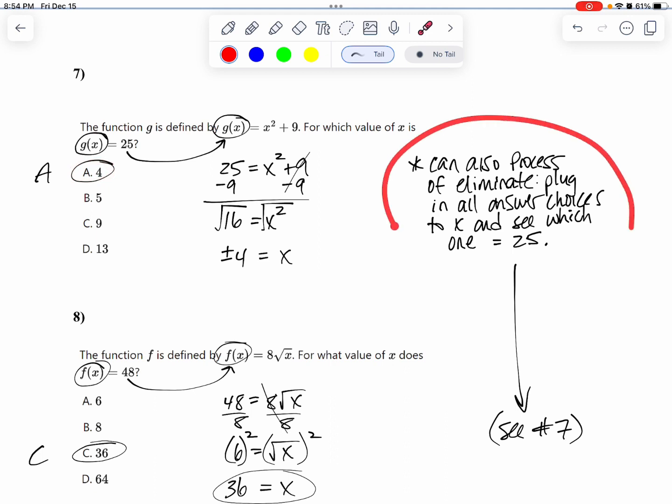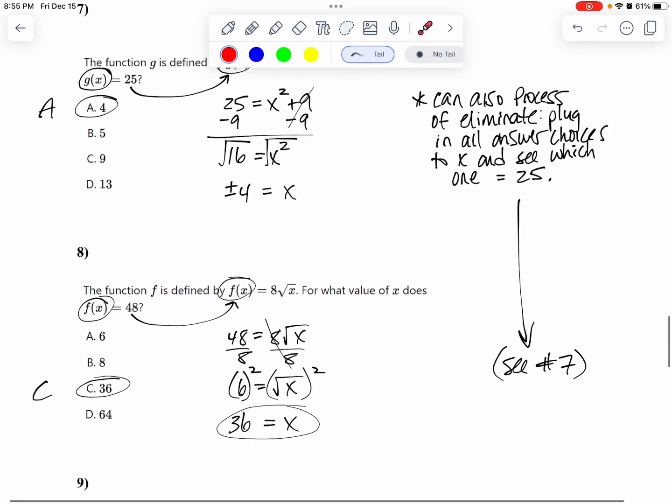Fun fact, you can also do process of elimination here. If you plug in 4 right here and square it, and then add 9, you get 25, so that is check. How would I process of eliminate if I was checking the 5? Well, when I take 5 and square it, I get 25 plus 9 is 34, which is not 25. So that is not the answer. That's another way to go around this question.